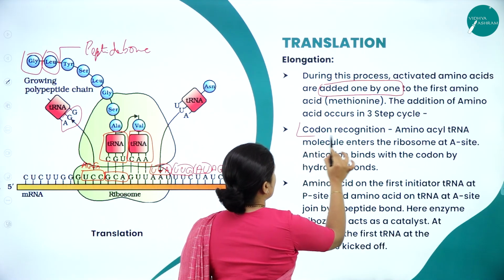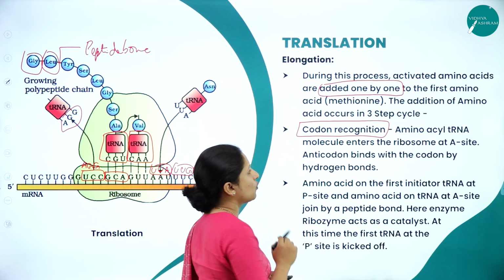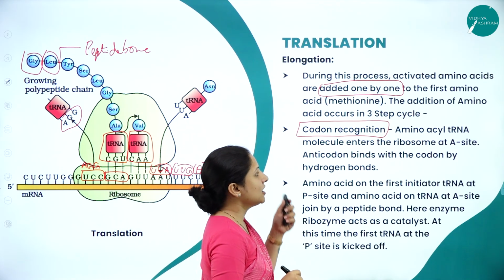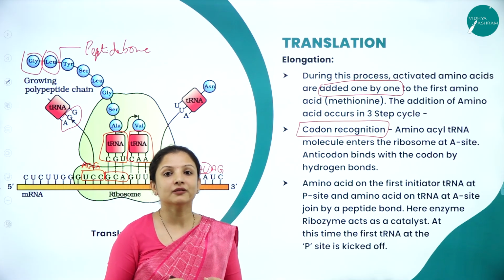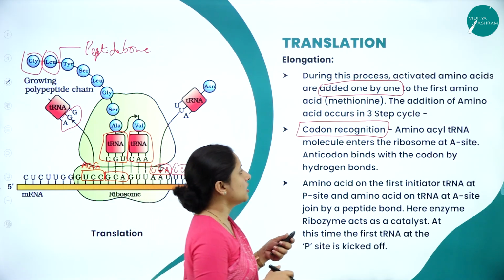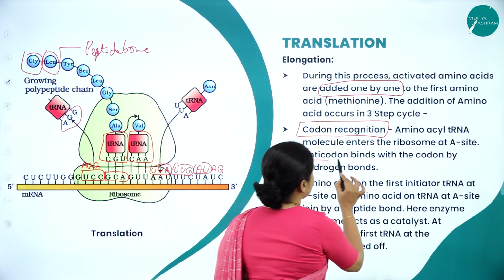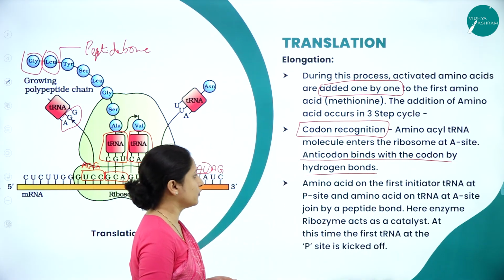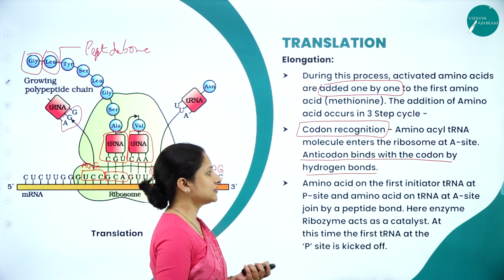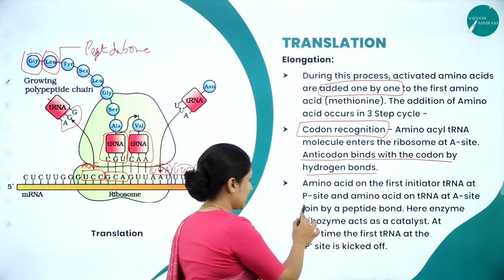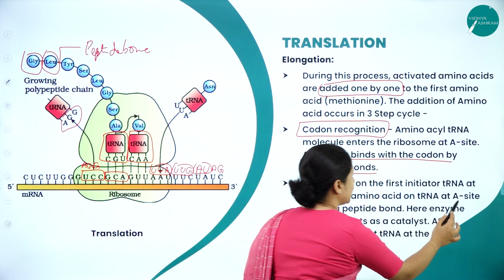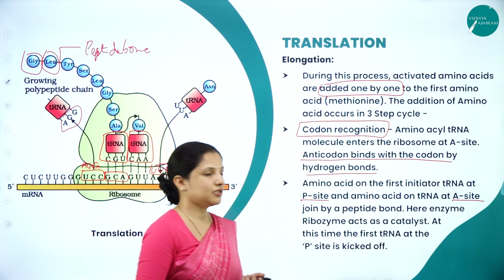First, the tRNA should recognize the codon, that is the amino acid tRNA molecule. It will enter the ribosome, that is the A site of the ribosome, and the anticodon binds with the codon by hydrogen bonds. I have told you that before itself. The amino acid of the first initiator tRNA, which is there at the P site, and the amino acid on the tRNA at the A site, both will be joined by the peptide bond.